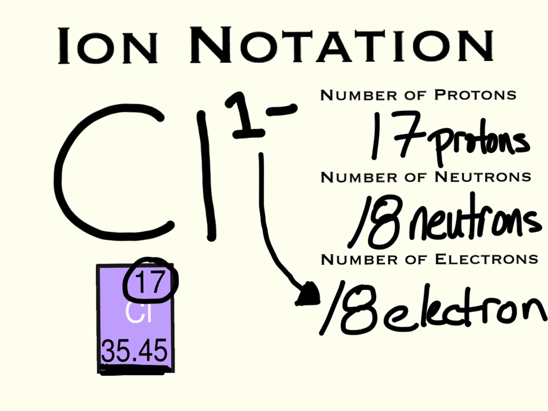So 17 protons, because the atomic number of chlorine is 17. That tells me the number of protons. 18 neutrons, because I need 35 for my atomic mass. And there are 18 electrons, because I need one more electron than I do protons to get this negative 1 charge here. Now looking at another example.